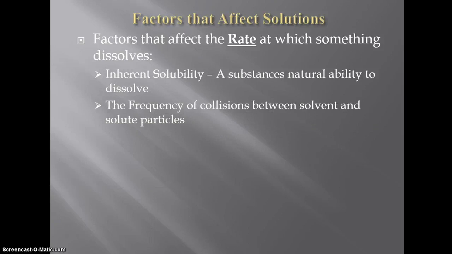But there is something we can manipulate, and that is the second thing. How fast can something dissolve? The frequency of collisions between solvent and solute particles. For example, stirring is one of those things we can do to change the number of collisions. The more I stir, the more kinetic energy I'm adding, and the more kinetic energy I add, the more collisions I'm going to have, which causes the speed at which it dissolves to go faster.